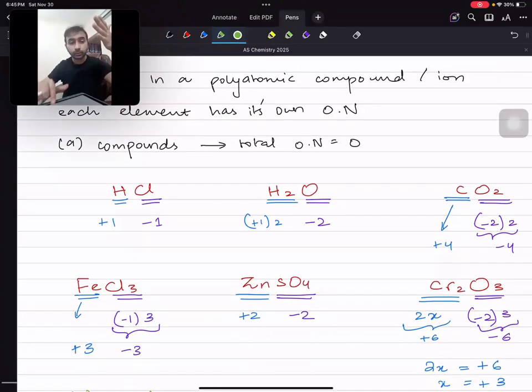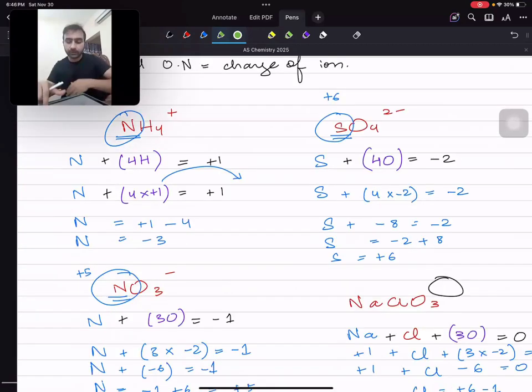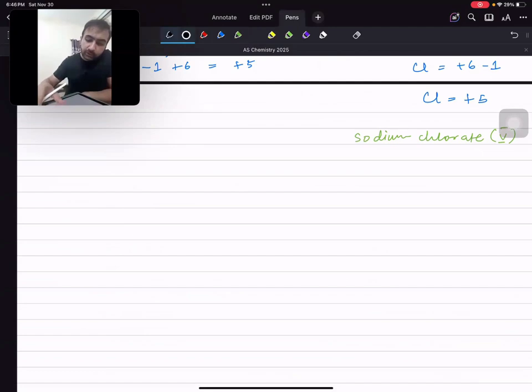And then the fourth rule was if it's a polyatomic ion with multiple atoms, each element has its own oxidation state, but the total doesn't add up to zero. The total adds up to the charge of the ion. In today's class, we're going to be talking about various examples of whether oxidation or reduction is happening, and then we'll jump to the balancing. So we're going to talk about some half equations using our understanding of redox reactions and oxidation numbers.